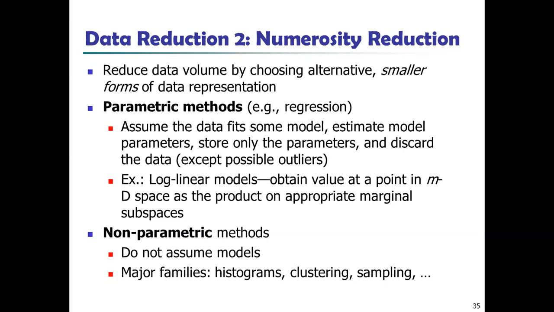So finally, in numerosity reduction, reduce the data volume. Volume-wise, you reduce here by using regression, histograms and clustering. We represent it here. That is the parametric methods, which means at that time you use regression. In non-parametric methods, you do not assume models. Major families you use are histograms, clustering, and sampling. All these methods you have to use.